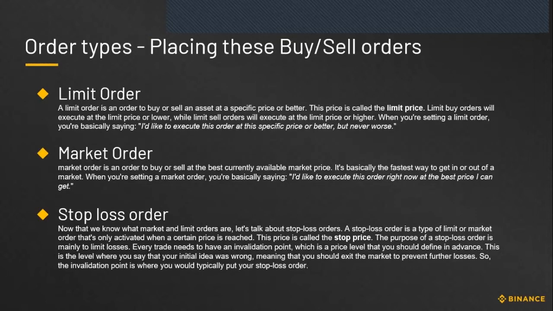And the other types. So now let's talk about other types, placing these buying and selling orders. The buying and sell orders. So we have limit orders. A limit order type is an order to buy or sell an asset at a specific price or better. When I say better, I mean something better, something higher in terms of return.